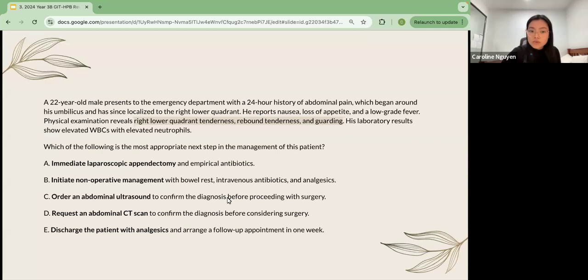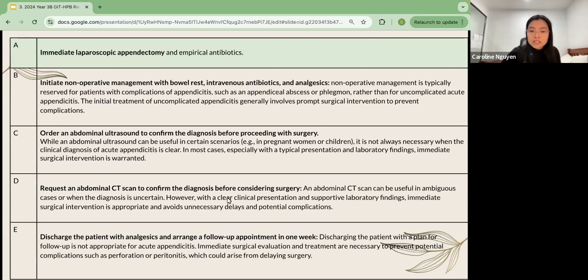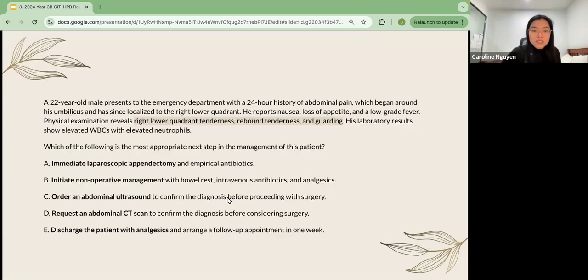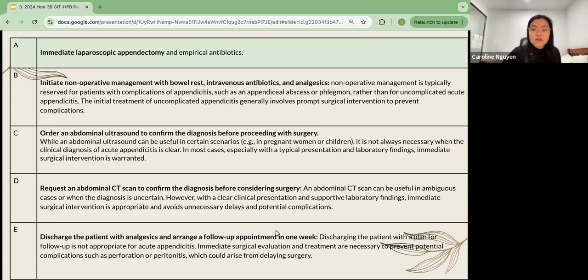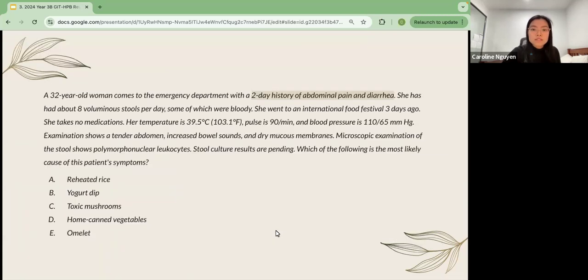We don't need to do an ultrasound. Same goes for CT. We don't really need it because it's quite clear that it's appendicitis. And definitely not pain management because that does not solve the peritonism symptoms.